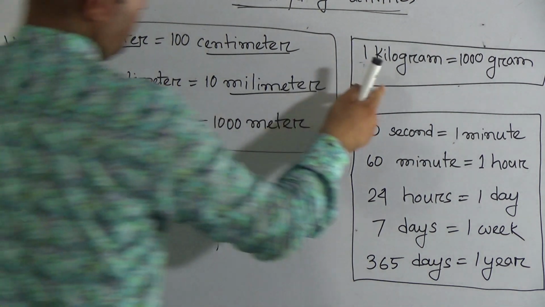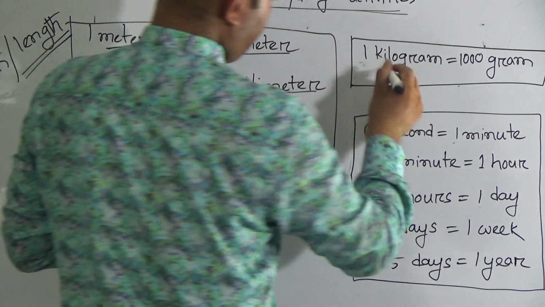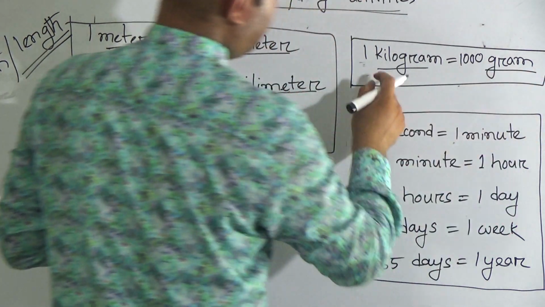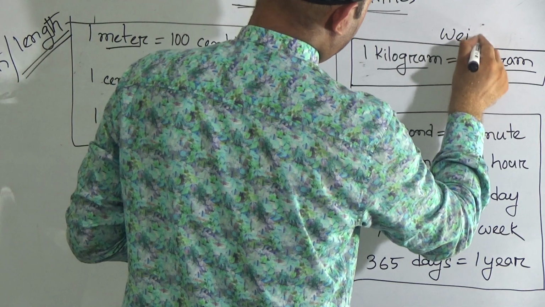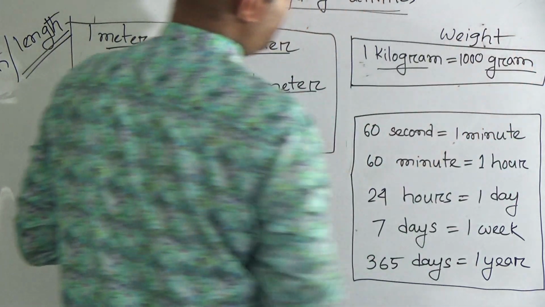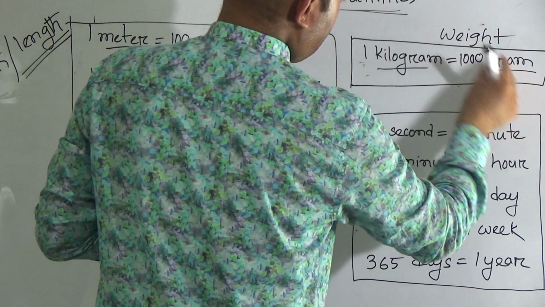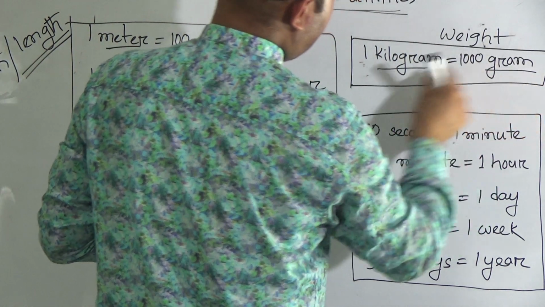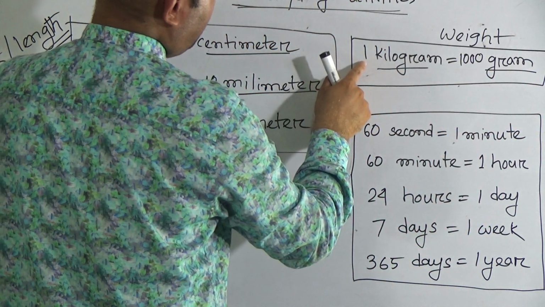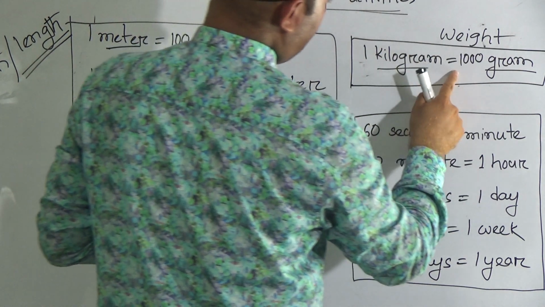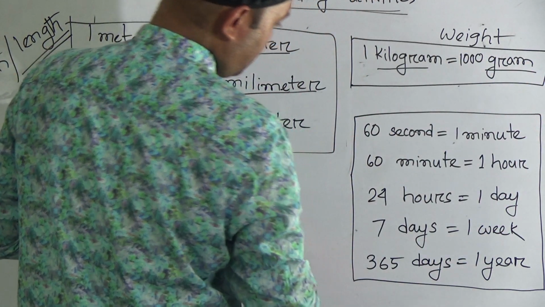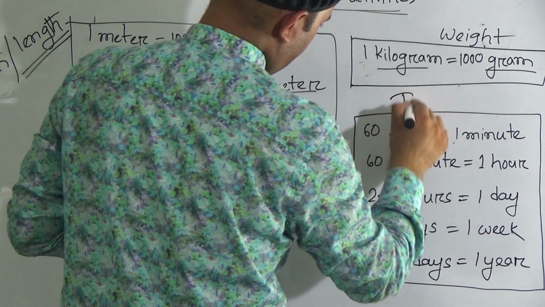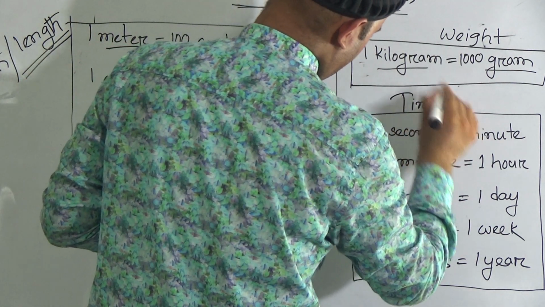Now look at this box. Here are kilogram and gram. Kilogram and gram will be used to measure the weight of anything. Units of weight are gram and kilogram, and you have to memorize that 1 kilogram is equal to 1000 grams. Now box number 3 is related to time.